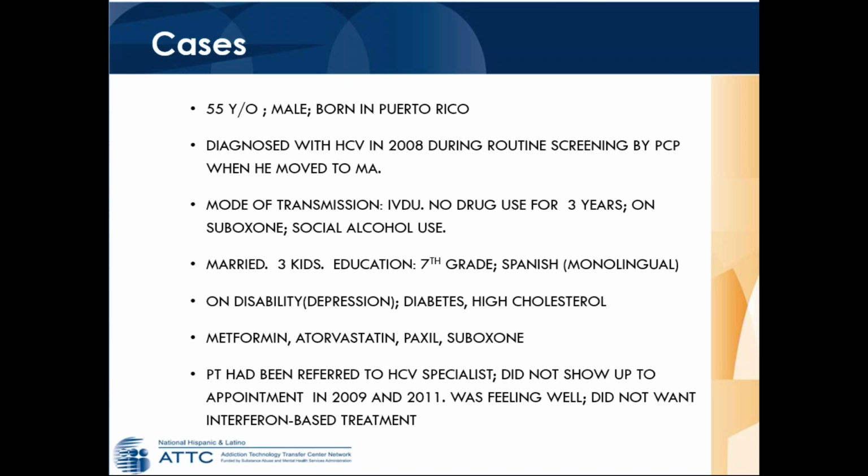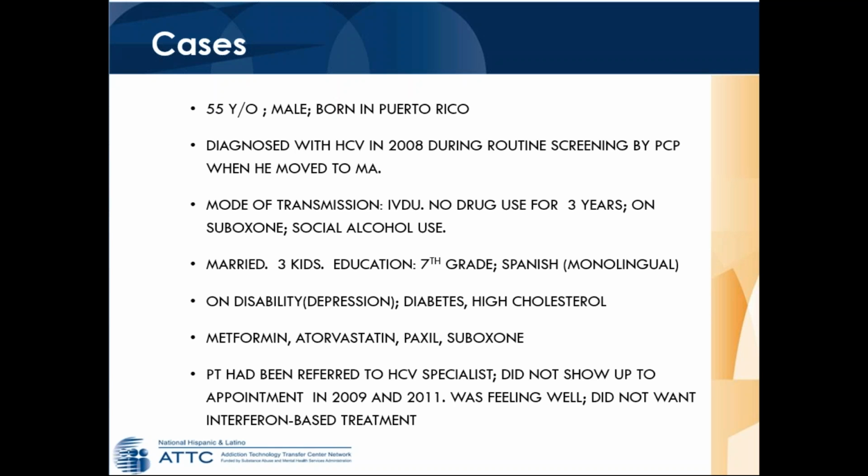This patient is married, he has 3 kids, he's monolingual, Spanish speaking, so he doesn't speak English. And in terms of marriage, it is important because hepatitis C can be transmitted sexually. It is not the most common way of transmission, but it is important to know that it can be transmitted sexually, so his partner should be tested.